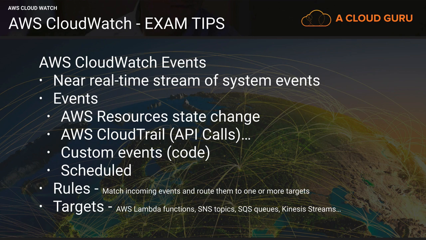And then finally, we move on to CloudWatch events. So these essentially give you near real-time streams of system events, and then the events could consist of AWS resource state changes, so maybe an EC2 instance suddenly stops, or it could be CloudTrail logs, so it could be API calls, it could be someone's gone in and provisioned an EC2 instance, and they might be Bitcoin mining.